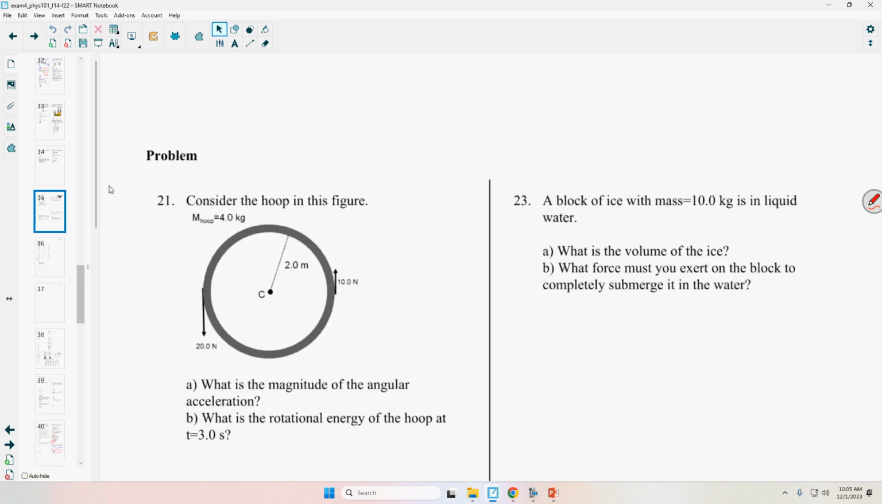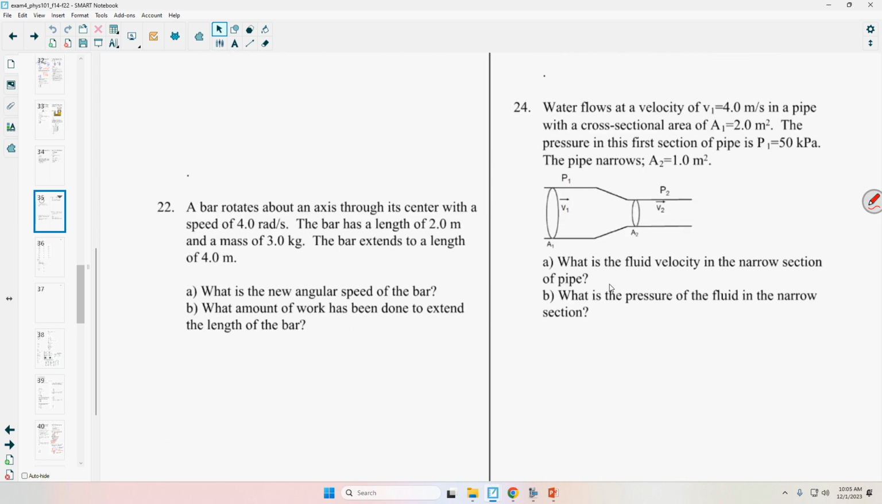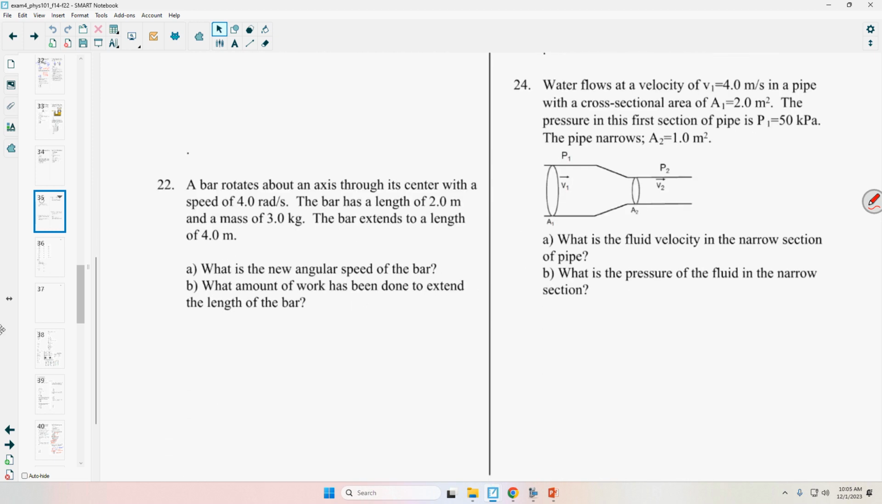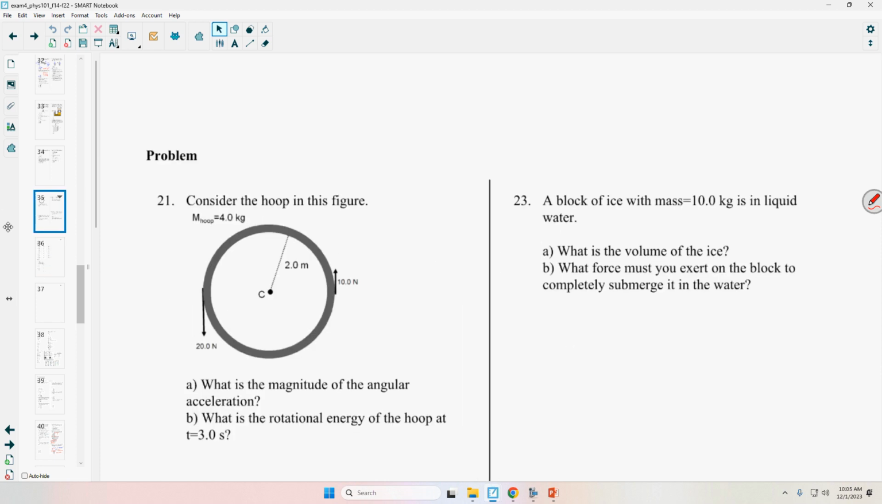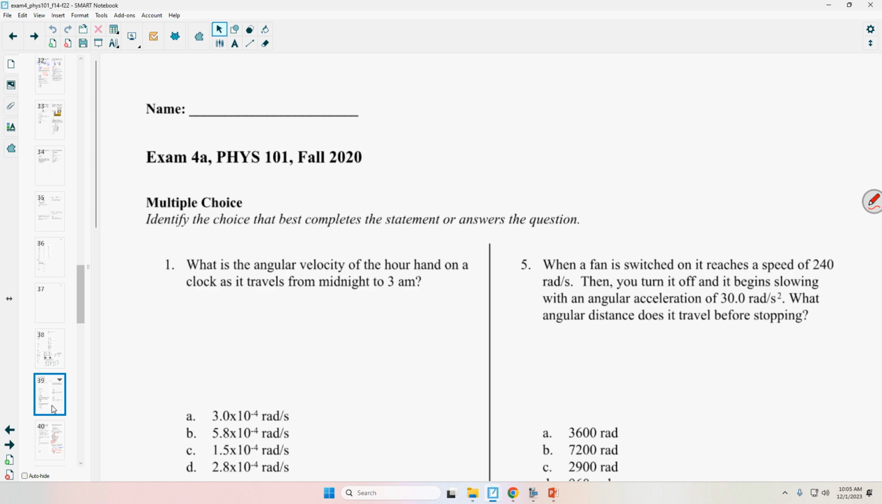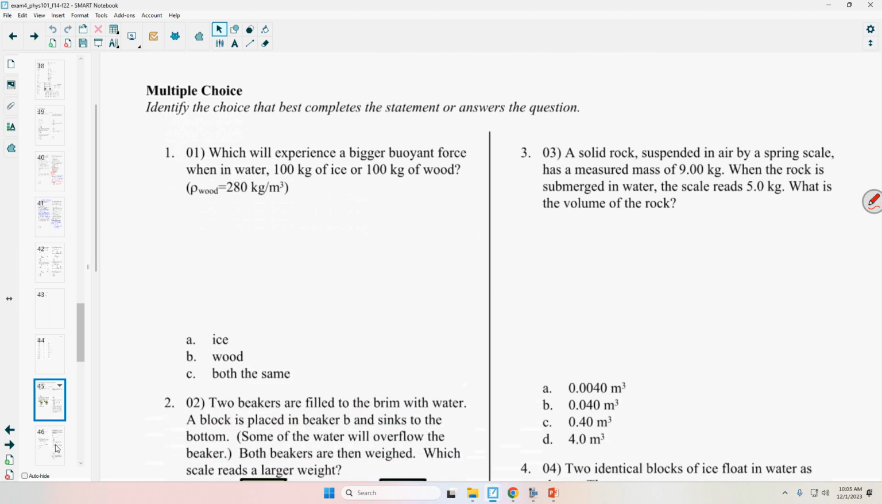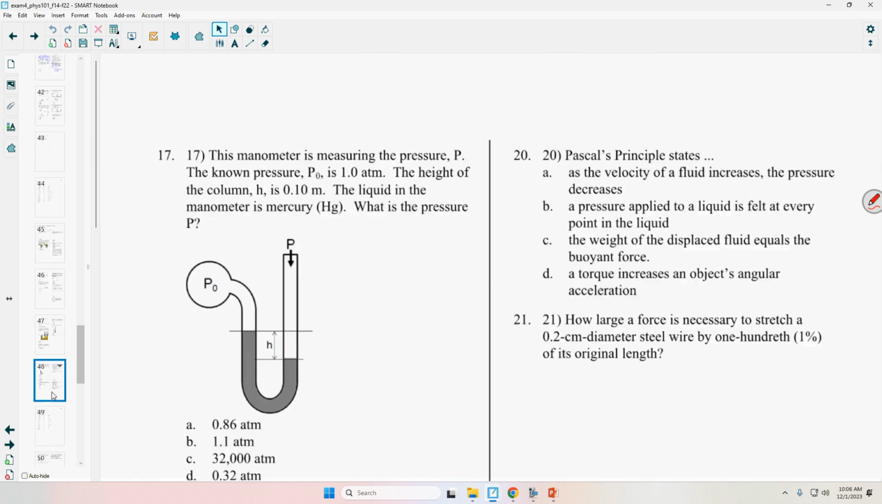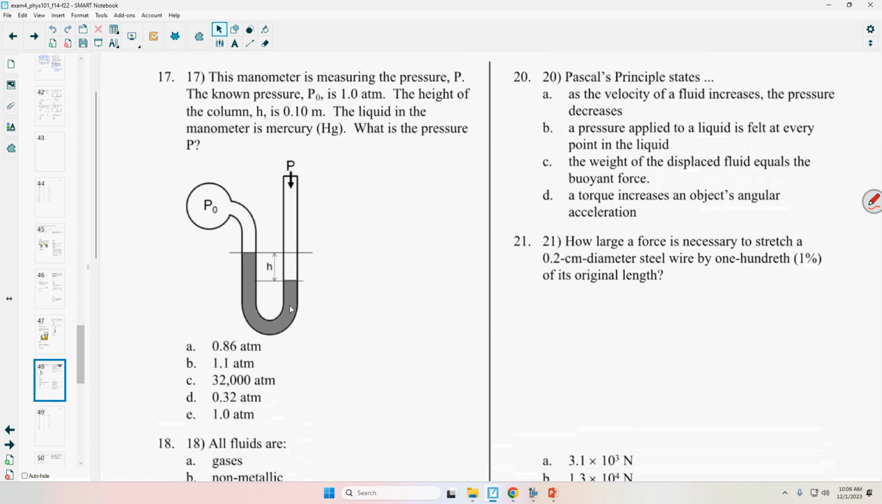Oh, by the way, this is an example of your free response. This one, number 24 on fall 19. That's an example of your free response with the fluid flow. Okay, I don't see one right off, but this is a good example. So this is like your free response.